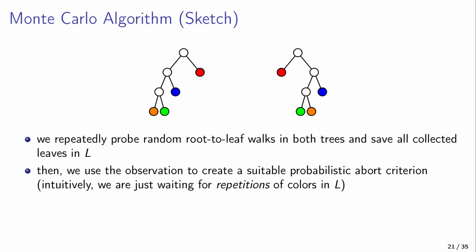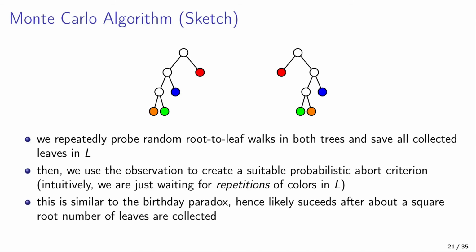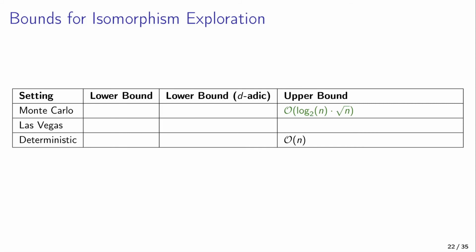And so, since we are only looking for repetitions and we collect all the colors we see, we actually exploit collision probabilities here, which on some level is similar to the birthday paradox. Roughly speaking, the strategy will succeed after about a square root number of leaves are collected. The actual algorithm we use is a little bit more involved. We needed to add a doubling strategy for the length of the probe path in order to achieve the proper running time. This is needed because the trees can have linear height. They can be really non-uniform. The details can of course be found in the paper. So this concludes the Monte Carlo upper bound.